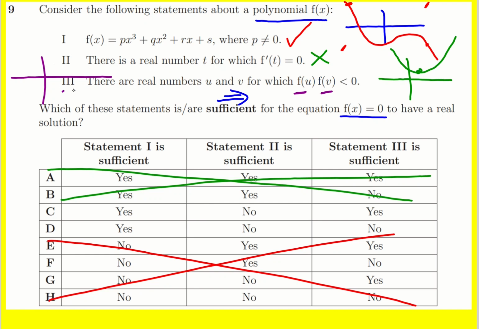So we've got to have, say, a point down here and one up here. And again, because it's a polynomial, it's got to be continuous somewhere in between. It's got to go through 0. And therefore that one is also sufficient, which means our answer is going to be C. Nice one.